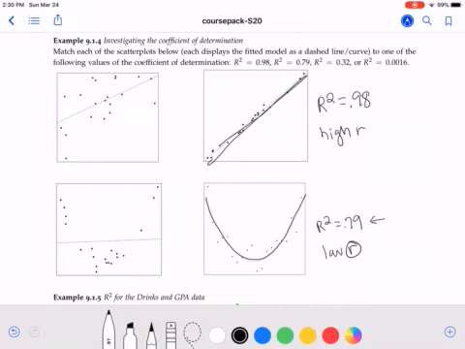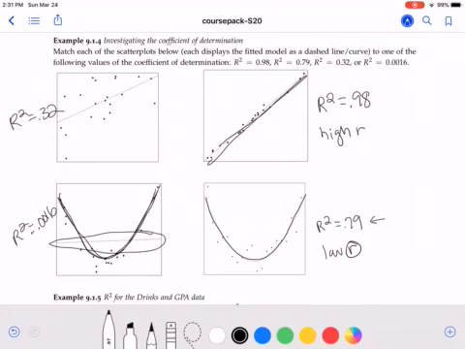The other two we have, this one is going to be the next one, 0.32. It fits okay. It's not the best fit. And finally, this one is going to be our 0.0016. If we'd fit a curve here, we would have a high value of R squared because it would be explained well, but this line that we fit does so very poorly, and so we have a very low value of R squared.